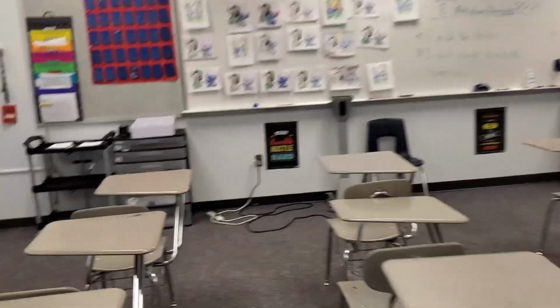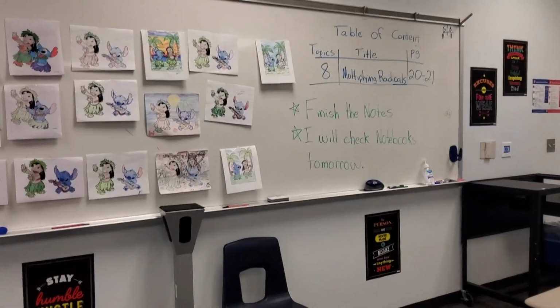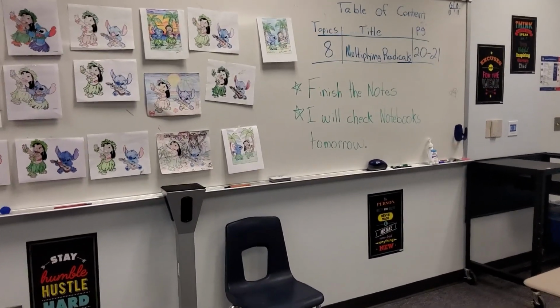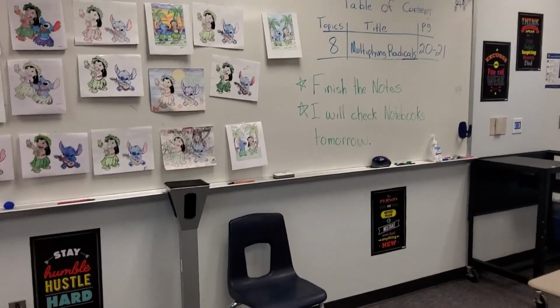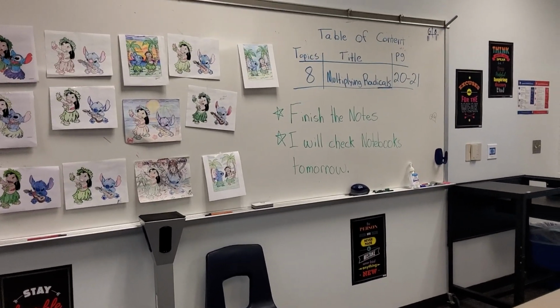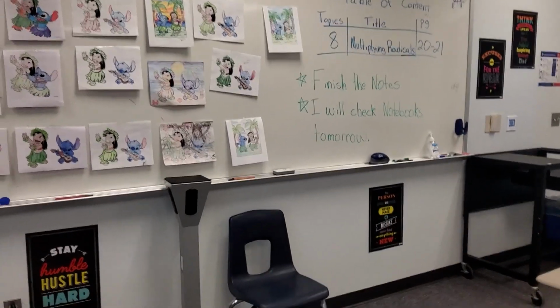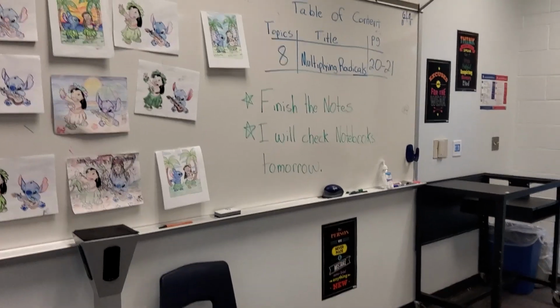Now, make sure you go ahead and grab your notebooks. I'm going to have it on the board, but I just want to show you the video so you know where everything is going to be today. As you can see, I have my table of contents. Go to page number 2. We're going to be multiplying radicals, and we're going to do that on pages 20 and 21.